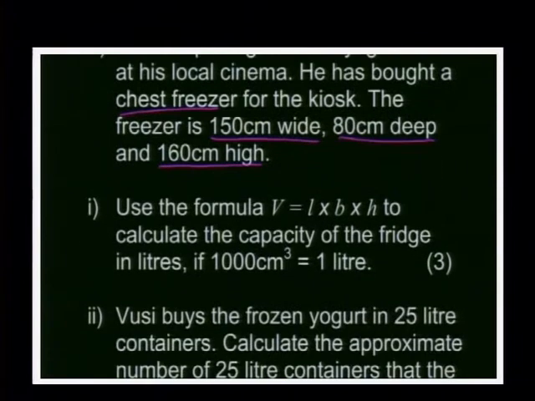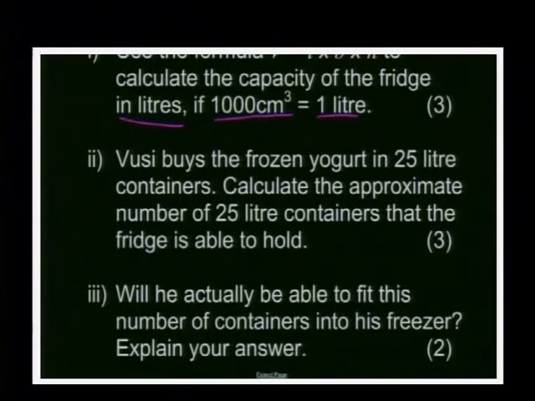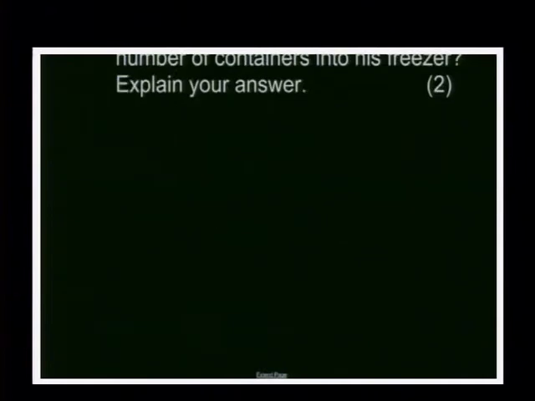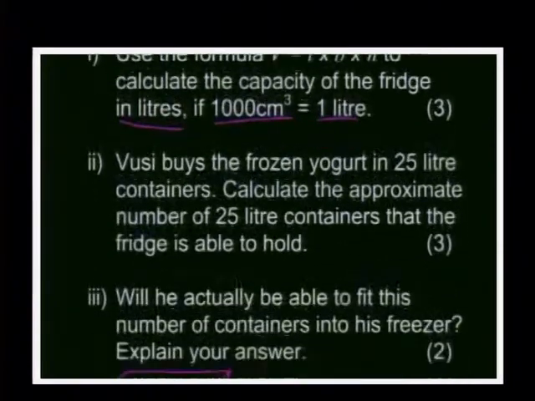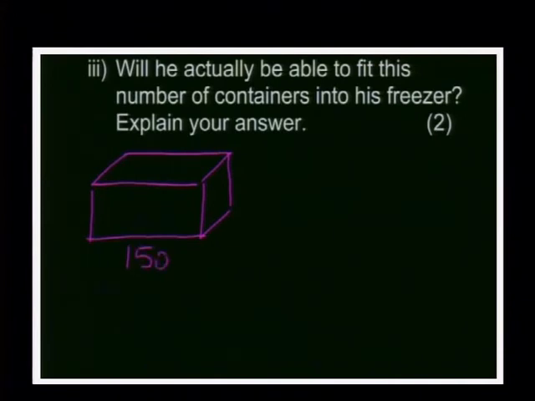So, we're going to use the formula, and they give us the formula, volume is equal to length times breadth times height, to calculate the capacity of the freezer in litres. And then we're told that 1,000 centimeters cubed is equal to 1 litre. So, let's go find some space and do this calculation. First of all, I'm going to draw my freezer. Right, I'm going to go back to look at these values. It was 150 centimeters wide, 80 centimeters and 160. So 150, 160 and 80 centimeters.